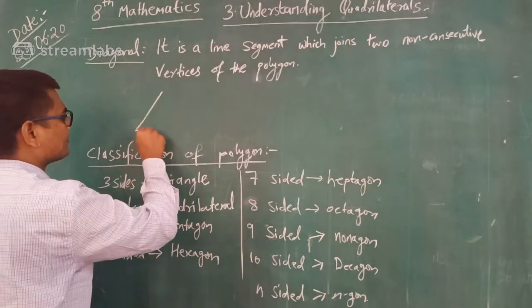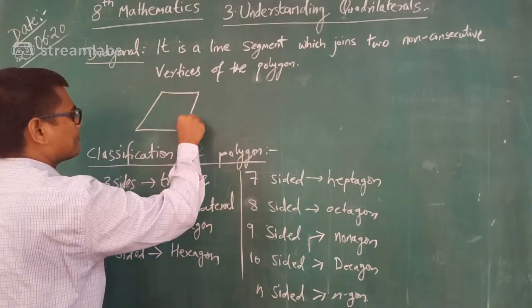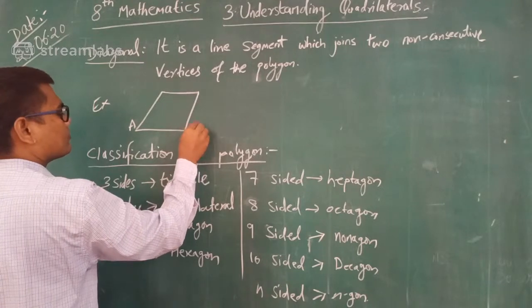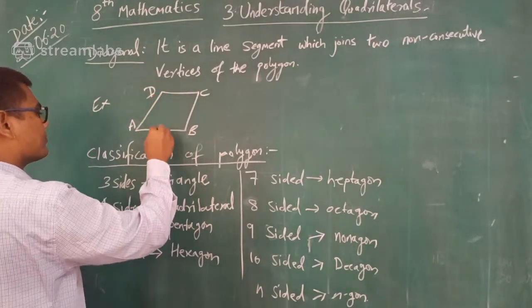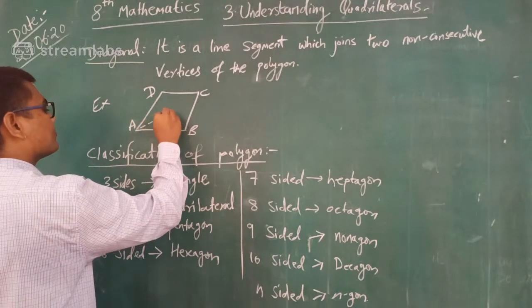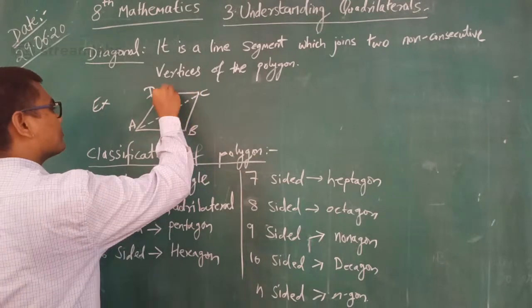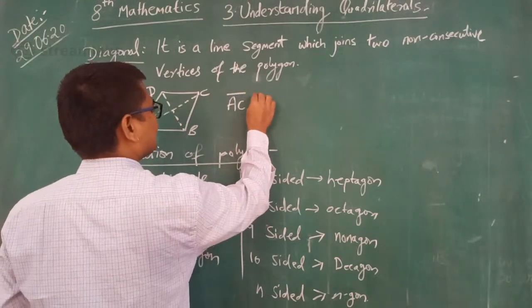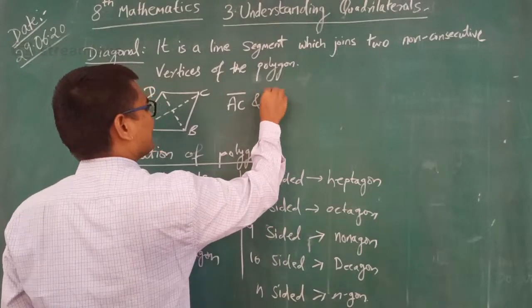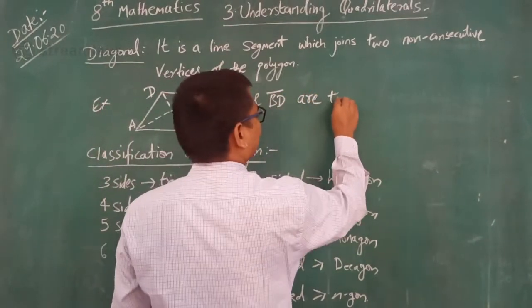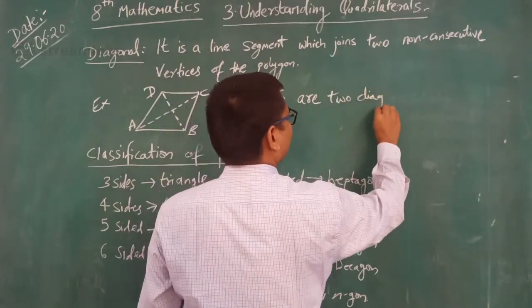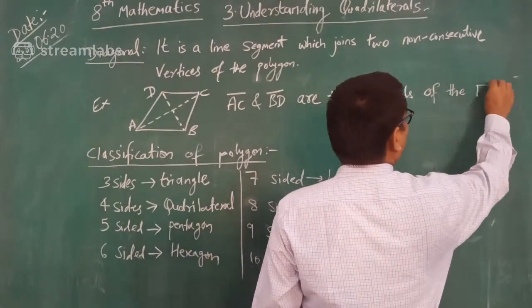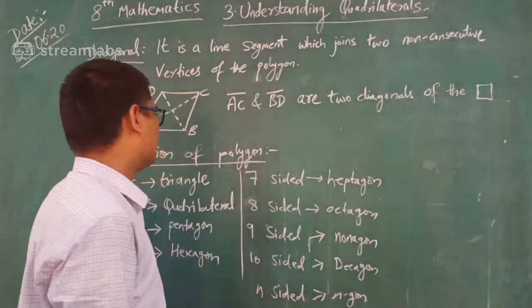Like, line segment AC and line segment BD are two diagonals of the quadrilateral. This symbol we can use for quadrilateral.